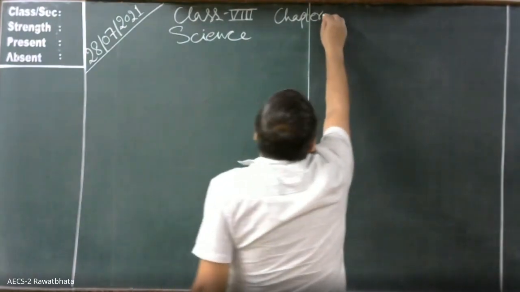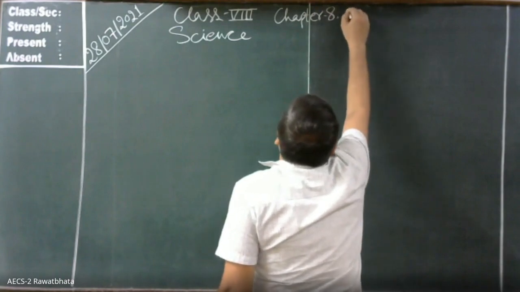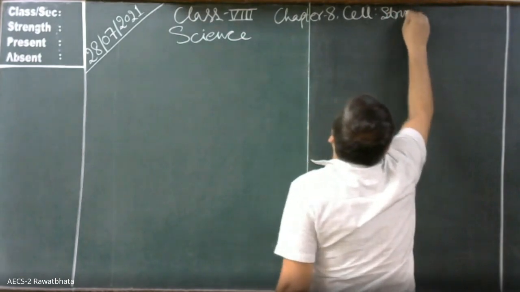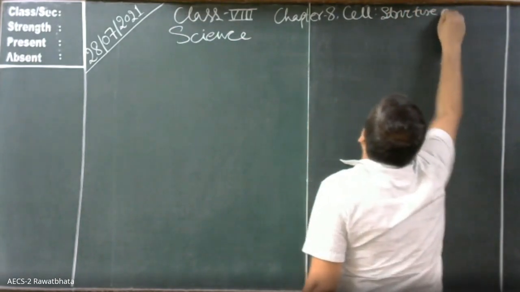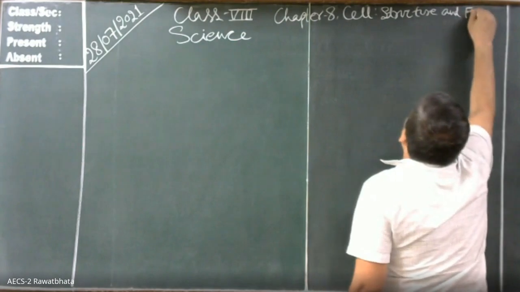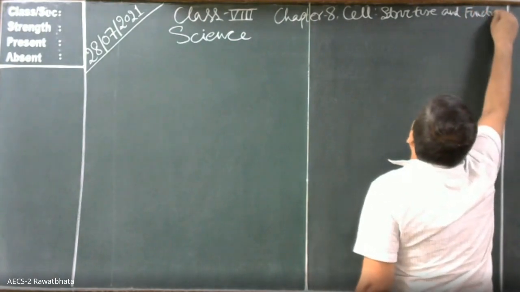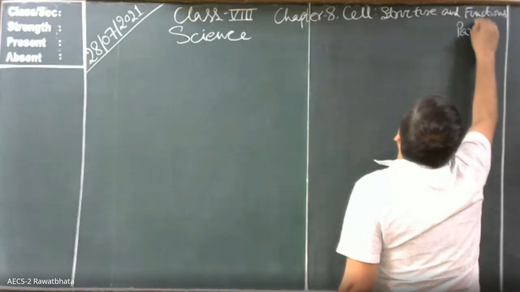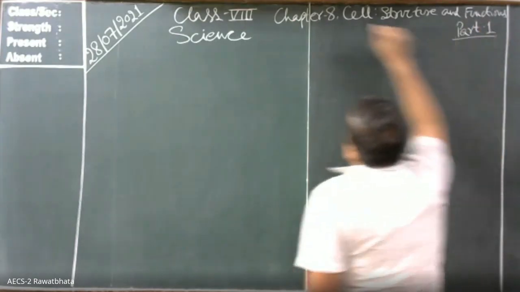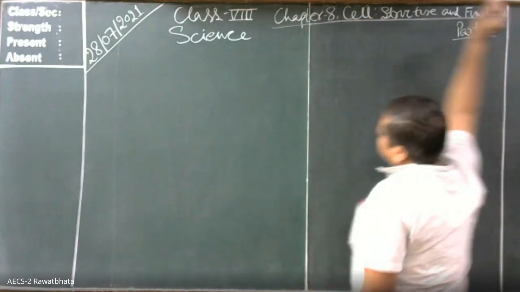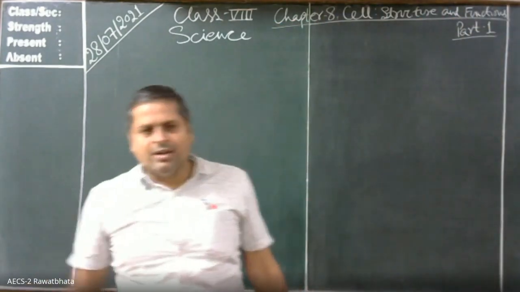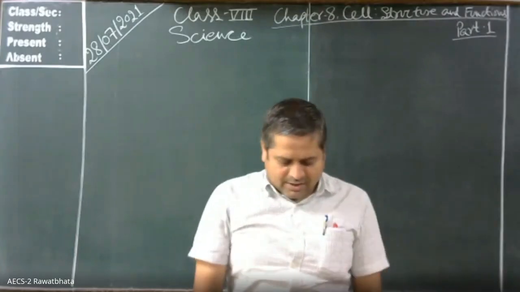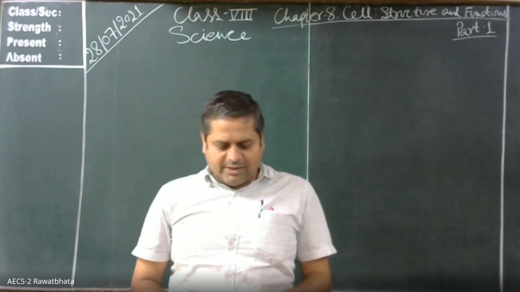So today we shall start a new chapter, that is chapter number 8. The name of the chapter is cell structure and functions. Today we are taking up the first part. Cell structure and function. So, children, let us first understand what is a cell.